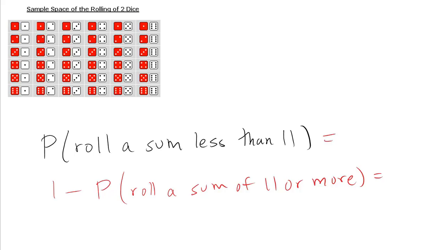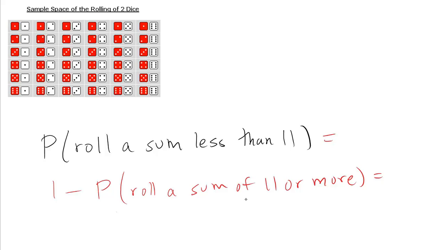Even if we hadn't already calculated that probability, it's just easier to count the number of ways to roll a sum of 11 or more than it is to count the number of ways of rolling a sum less than 11. So this would still be a wise approach even if we hadn't already found that probability on the previous slide. As it happens, we already do know this probability, so we can just proceed using the knowledge that we picked up in the previous example.